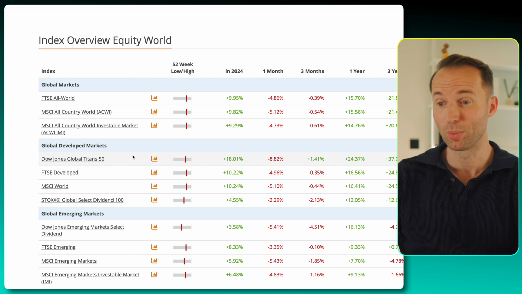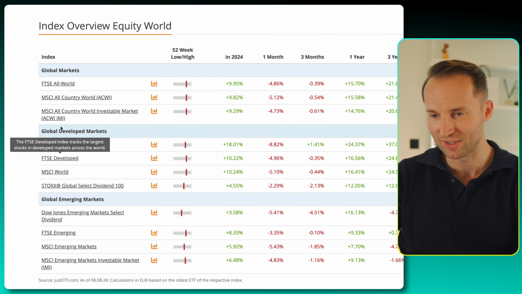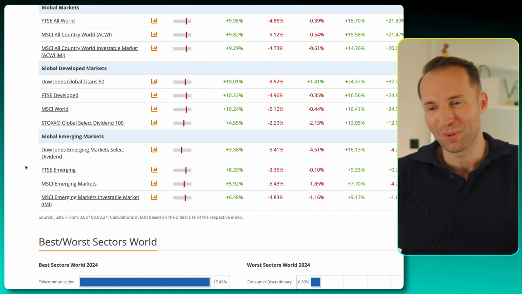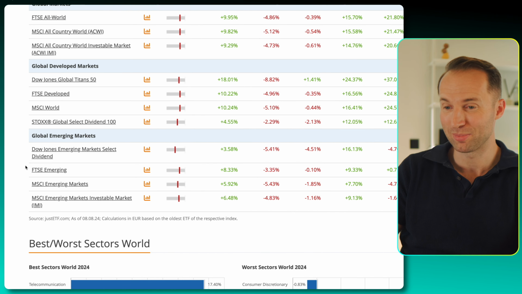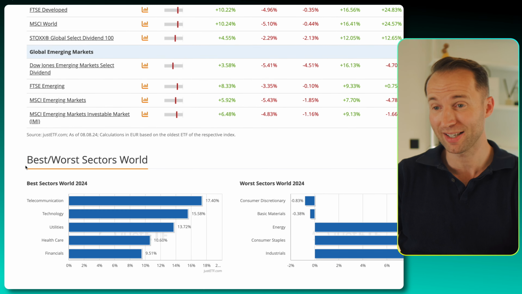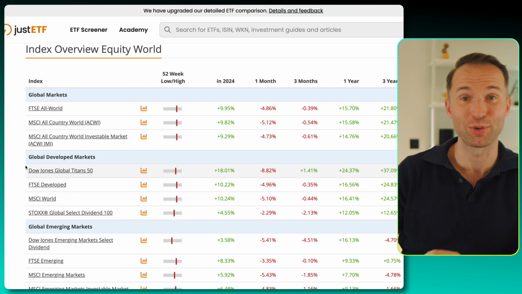Then, of course, we have the global developed market. This is more the Western world, in a way, the more established countries. And then, of course, we have the emerging countries. We'll also have a look in a second at what emerging and developed actually mean. Then we also have some other ETFs by sector, so we'll jump into this in a second. But let's start off by comparing developed versus emerging markets.